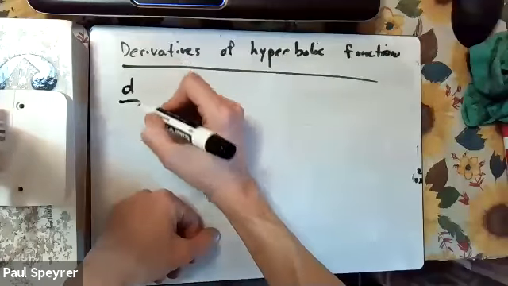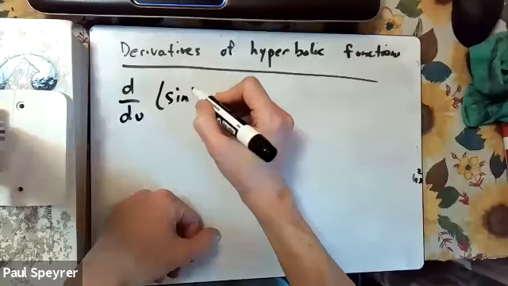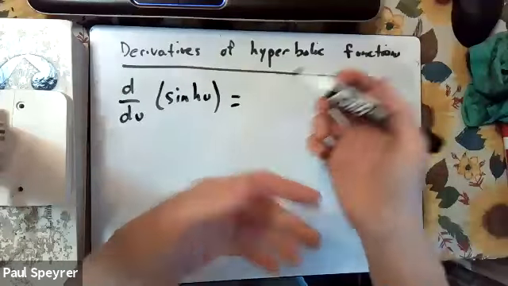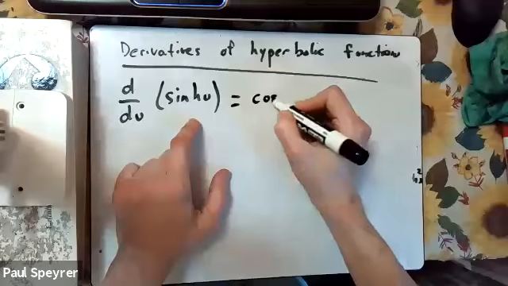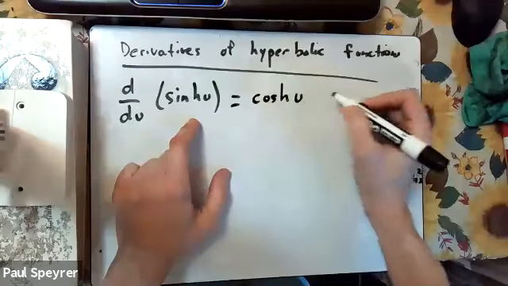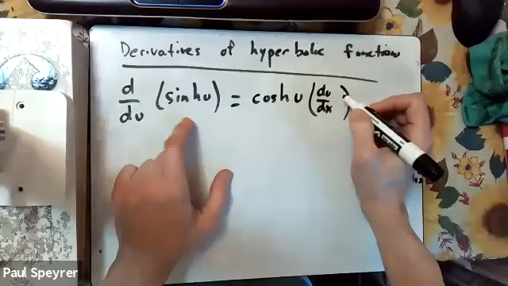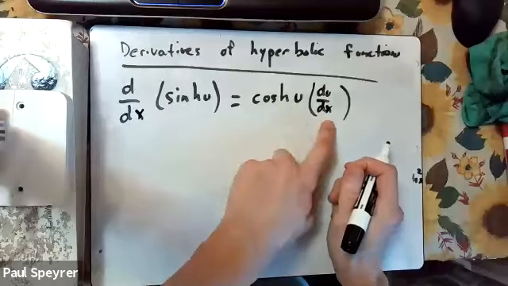But if we have d/du of hyperbolic cosine of u, what is that right there? Well, it's very similar to the derivative of sine. What's the derivative of sine? Cosine. This one behaves the same way. It's just hyperbolic cosine of u, but then we have times du dx. It should be an x right here. Change this to an x. So you see we have to chain it, right?